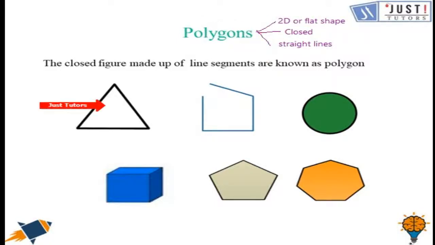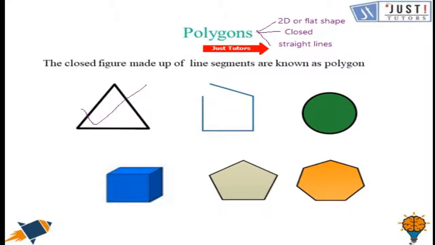So if I talk about the first shape, that's a triangle. Now let's have a look at if it's a polygon or not. So we'll check if it's a 2D shape, yes it is. Is it closed or not? Yes, it is closed. And it has straight lines or not? Well, yes, it satisfies all these three properties, and that is why it's a polygon.